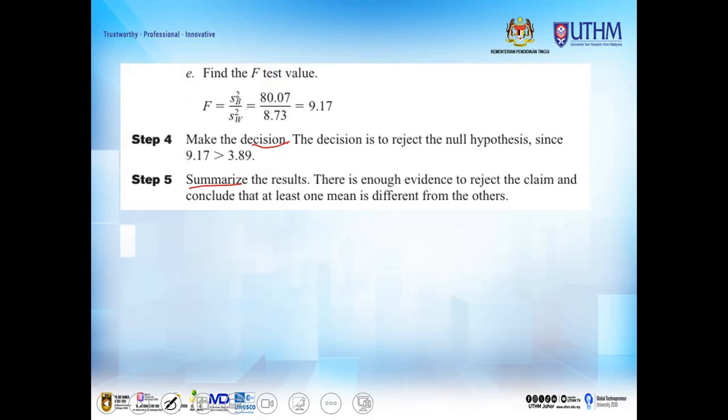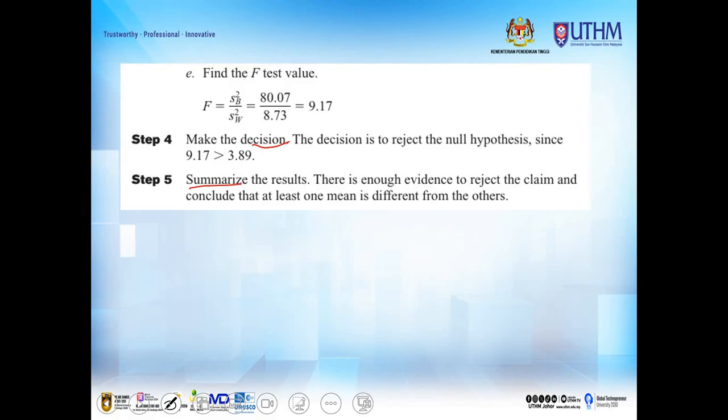Now we already got the two variances. What you have to do is, for the F test, there's a division of the bigger value divided by the smaller value, which is between divided by within. So 80.07 divided by 8.73 is equal to 9.17.